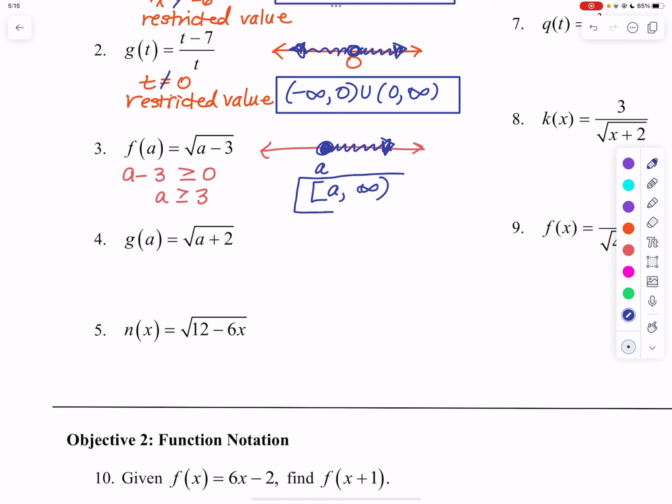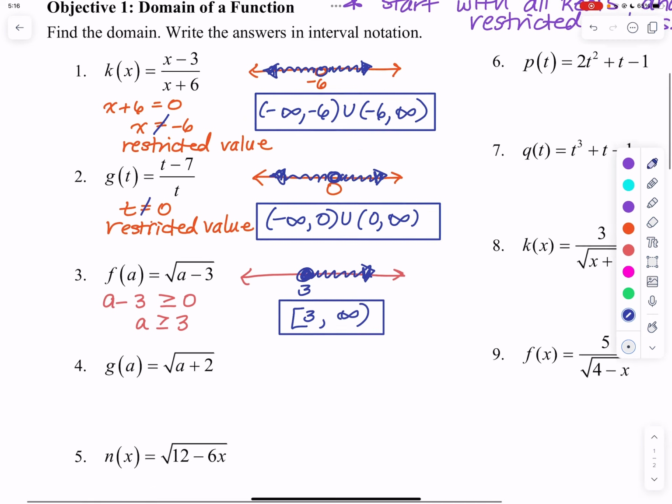So here we're going to say from a to infinity. That is our domain. It's a little different because we didn't have a value, but oops, we have a value. We want a greater than or equal to 3. So 3 to infinity is our domain.